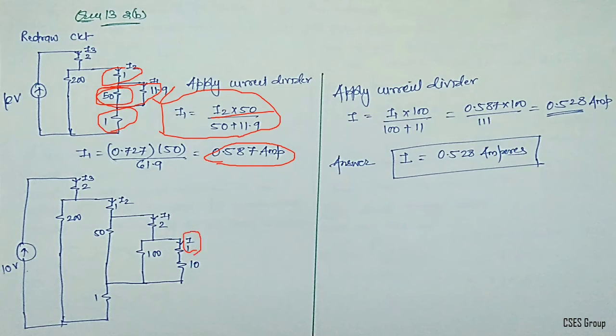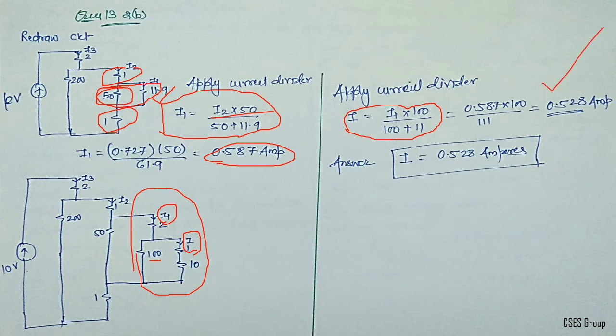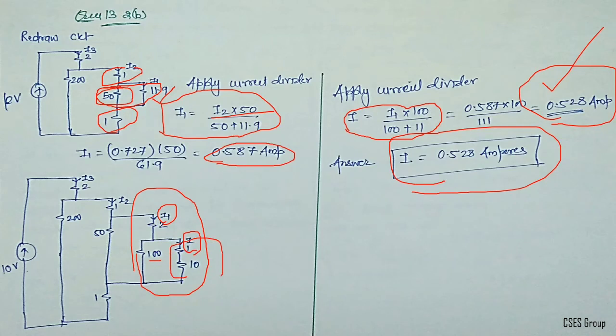Now once you have I1, you can identify the value of I. So I is equal to I1 multiplied with 100 divided by 100 plus 11. From where is it coming? Look at this portion of the complete circuit. This is your I1, which is getting divided into two parts. One is going to 100 ohms, the other is going to 10 plus 1, 11 ohms. Hence we apply the current divider rule, and you can find the I value, which is 0.528 amperes. This is the current flowing in the last branch, where you have 10 plus 1 ohm resistance.